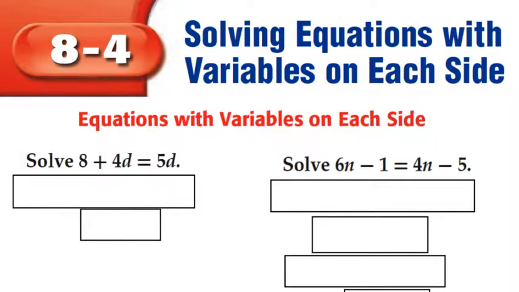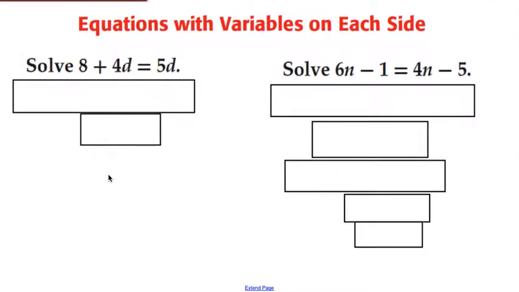Well, welcome to Lesson 4 of Chapter 8. We're going to work on solving equations where we have the variables on both sides of our equal sign. And the rules are pretty much the same. We just need to combine our like terms and then work on getting our variable on one side and all the constants on the other side. So here's an example. We're going to jump right in with how to solve these equations.